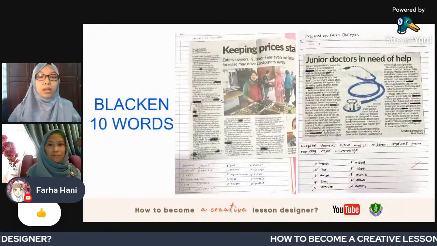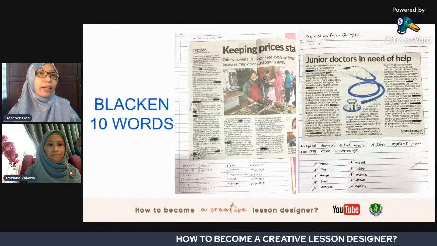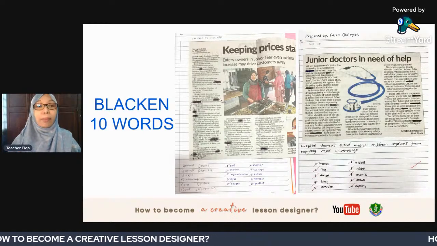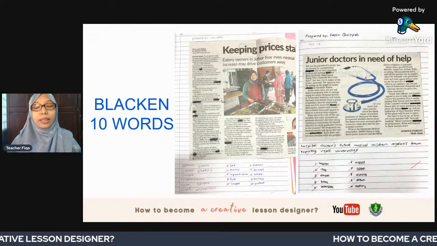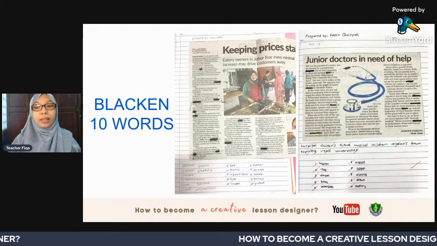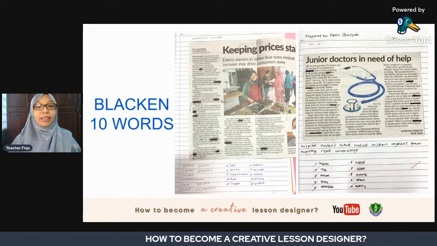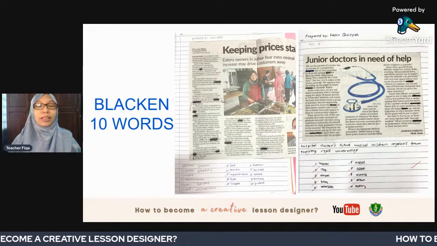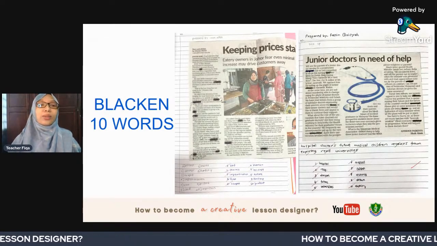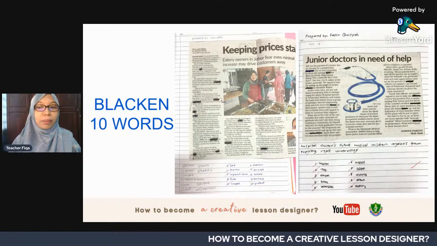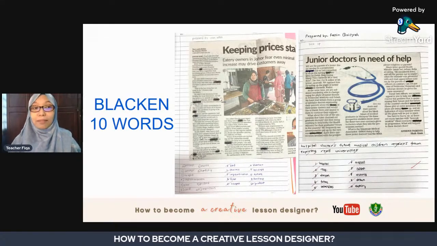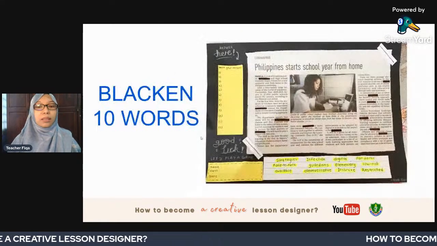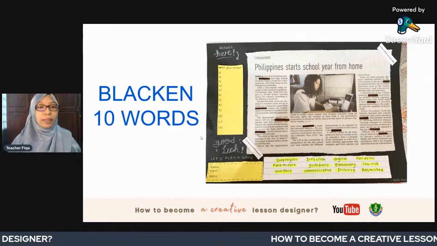All right, next one. Okay, so I believe that newspaper is also a very powerful tool to develop students' vocabulary and also reading skills. So for this activity, students blacken 10 words in the article and they have to let their friends guess what the words are. So I personally like this activity as it promotes higher order thinking skills, as students need to make connection between the vocabulary hidden that their friends have blackened, and also the content of the newspaper. So this is another example of the blacken 10 words activity.